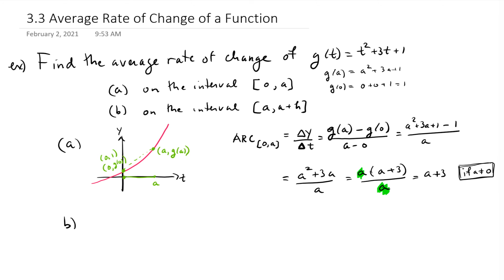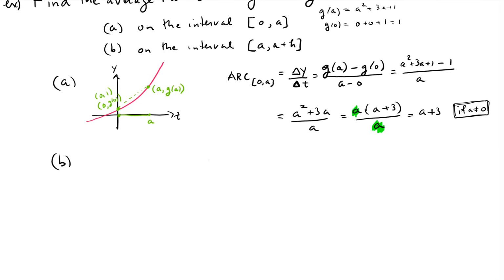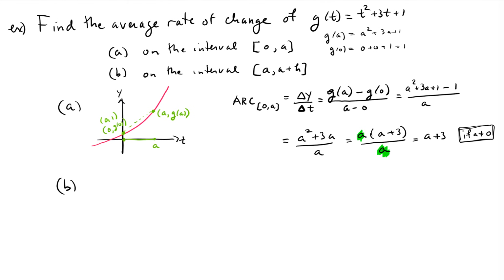So for part B, it's almost the same thing, except that the two endpoints are kind of arbitrary. So there we've got one, let's say, which is a here, and another one, a plus h. It's easier maybe here to think of h as a positive quantity, but it doesn't have to be; it could be negative. And then we still have our parabola. So the idea is the same.